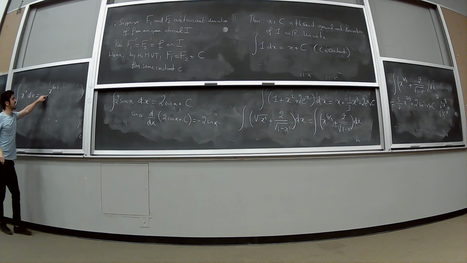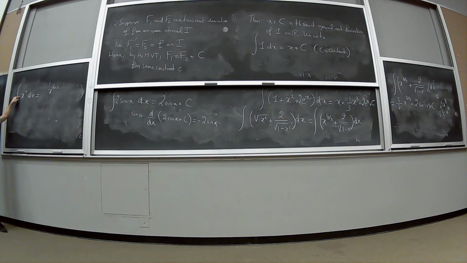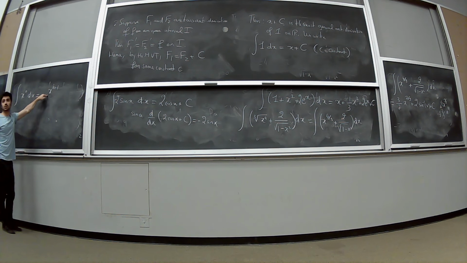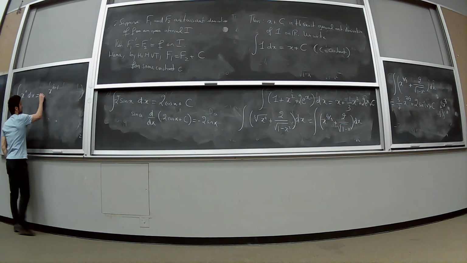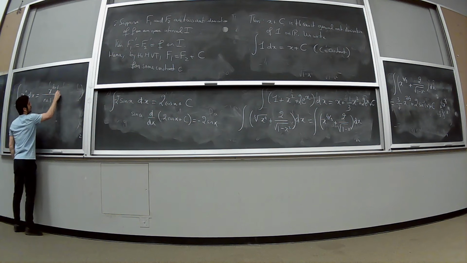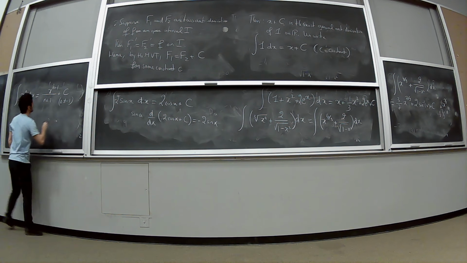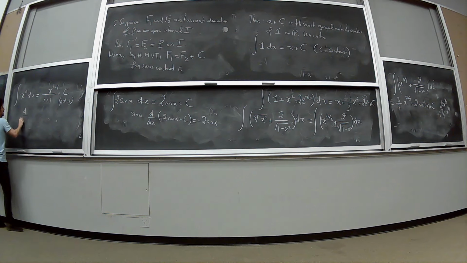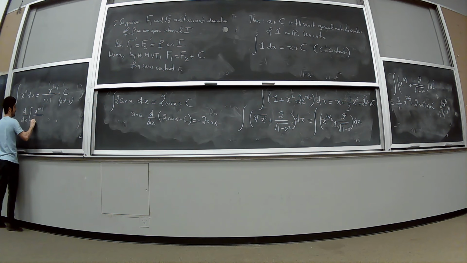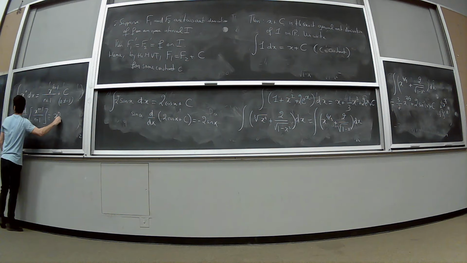Now differentiate x to the n plus 1. What do you get? You get n plus 1 times x to the n. Is that what you want here? No. So what do you have to divide this one by? N plus 1. Plus c if n is different than minus 1. Double check. D by dx, you get x to the n.